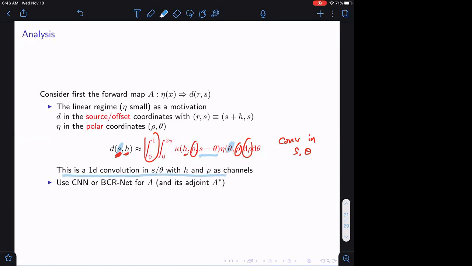Now, once we know that it's a 1D Fourier transform, we can just use a 1D CNN to represent this operator. So in this case, we don't even need fancy tools like the SwitchNet. It's just a CNN.